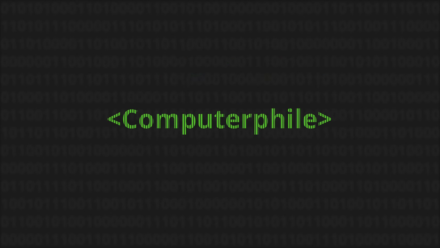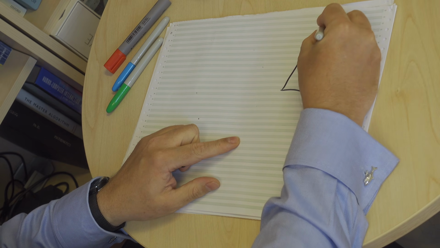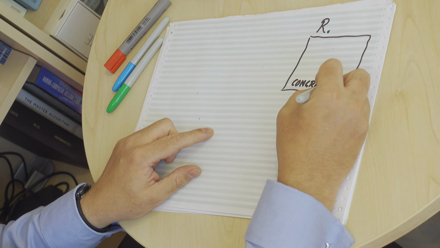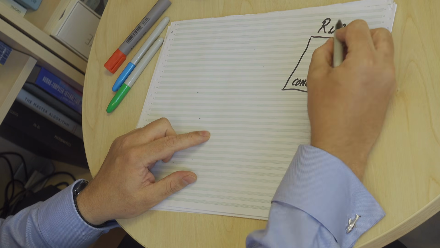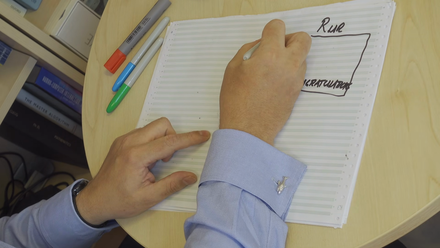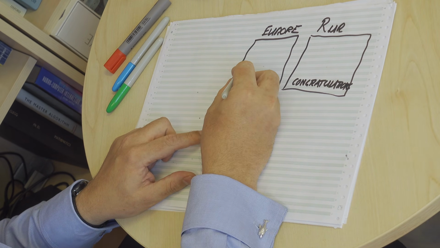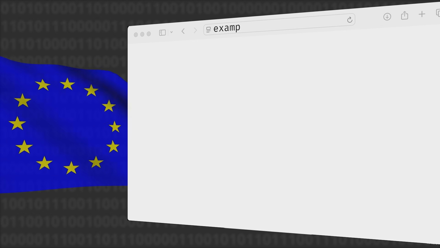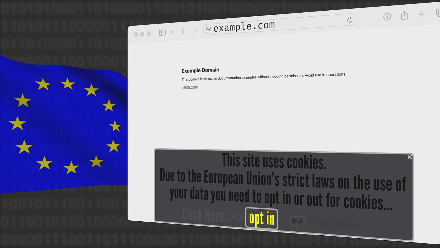So we have a screen here, and I'm just going to write R for Ruritania because I can't remember how to spell it. We're going to have a pop-up. What's it going to say? Congratulations, I don't know. Congratulations for living in Ruritania. Whereas if you're in Europe, you're going to have a similar pop-up, but it's going to say consent to cookie. Different nations have different laws like this.